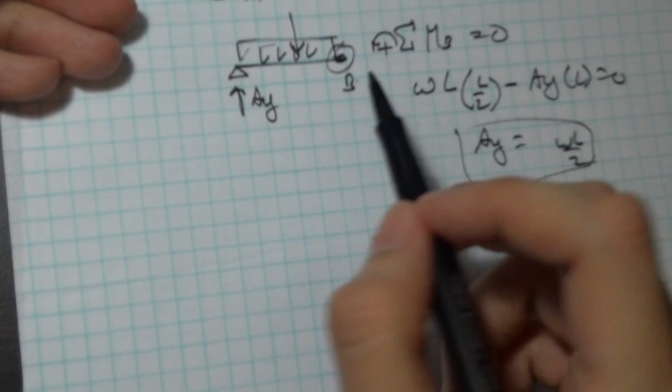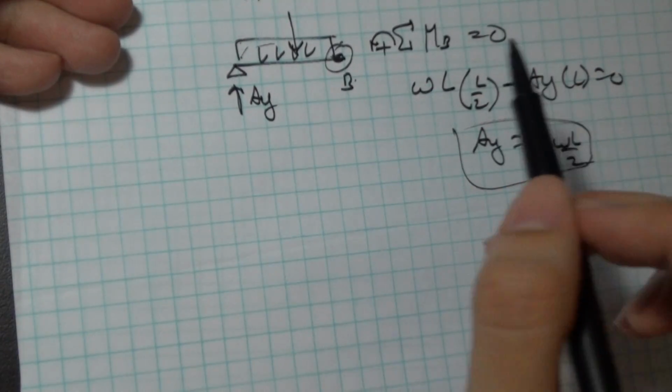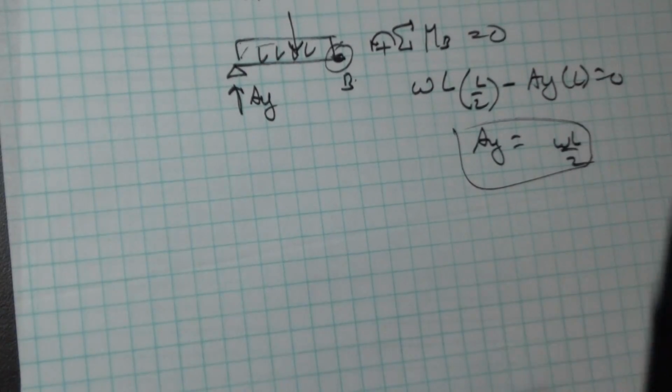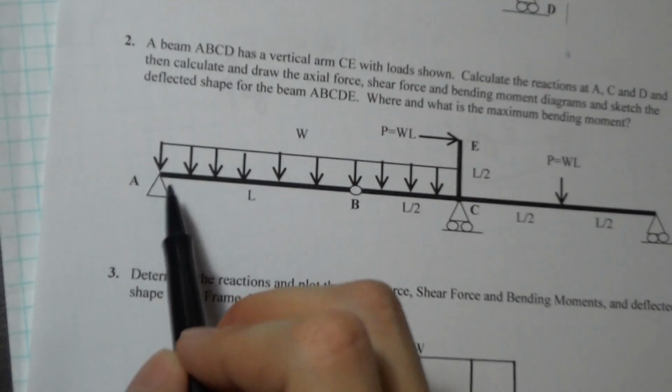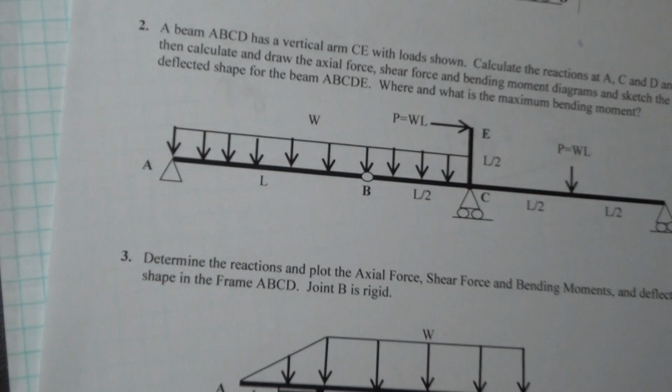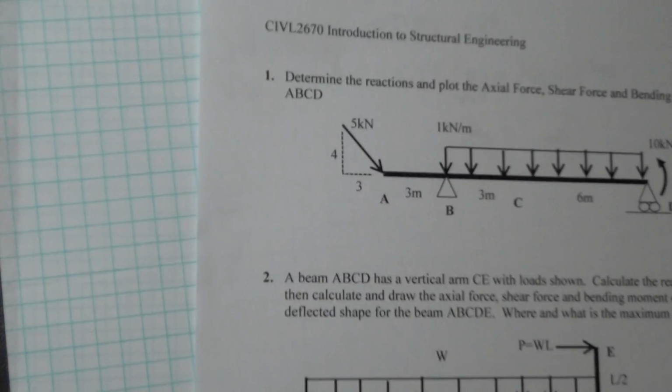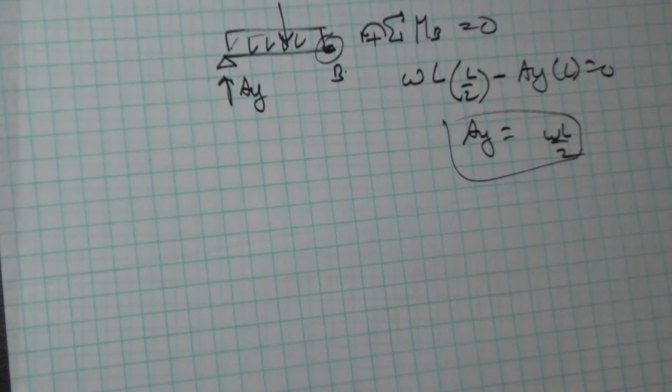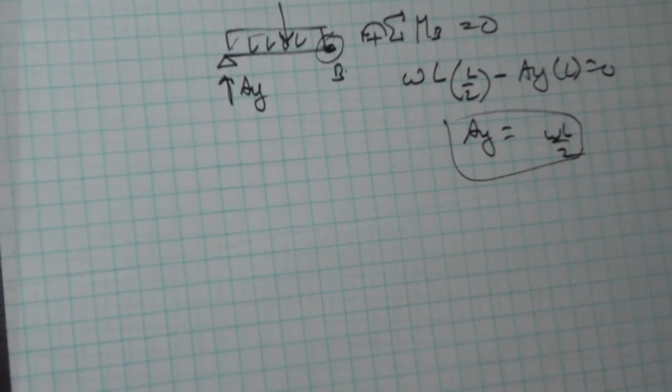I could have looked at the other side, but the other side has 2 reactions, so I would have 2 unknowns. By looking at just the left-hand side, I'm able to get this unknown right away. So that's the main reason why I looked at the left-hand side. Now, for the difference between moment about the hinge and moment about some other point: for the moment about the hinge, I'm only looking at one side or the other.